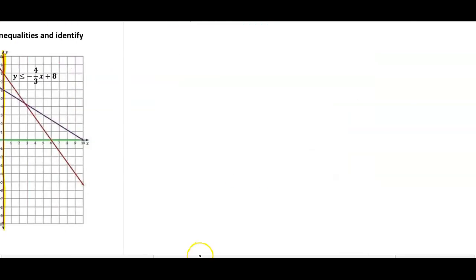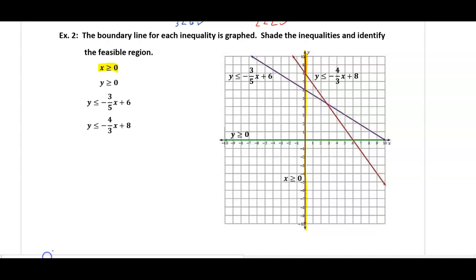Now, x greater than or equal to 0. If that vertical line is my boundary line, and I use 0, 0 as a test point, even though that goes through 0, let me use 1, 0 as a test point. Is 1 greater than or equal to 0? Yes. Therefore, I know I'm going to shade to the right of that line. And I'm going to go ahead and shade all of the solutions. I'm going to shade all of this in.